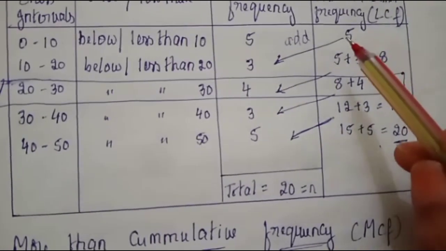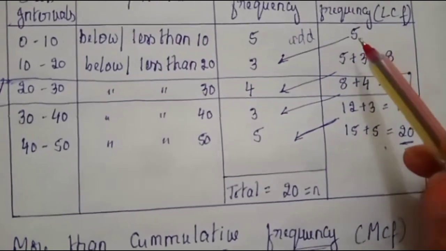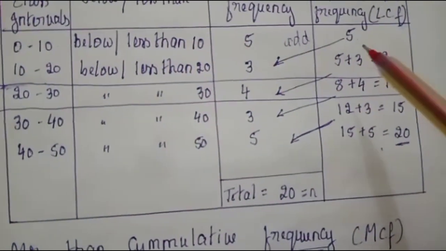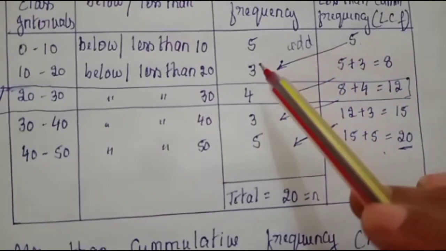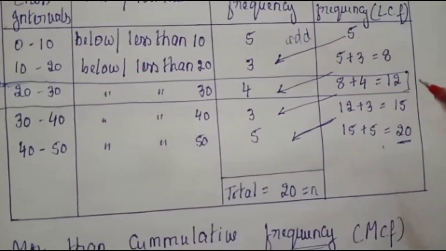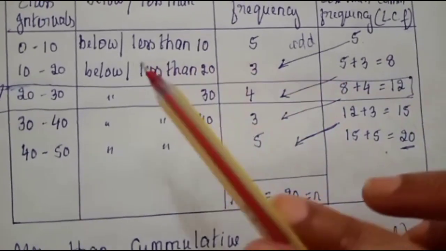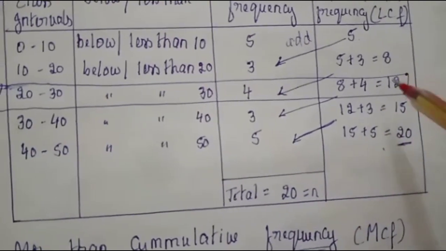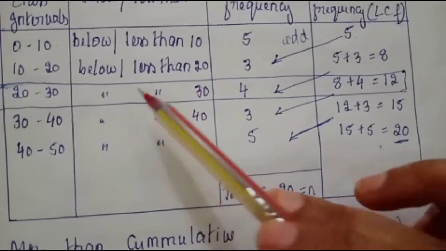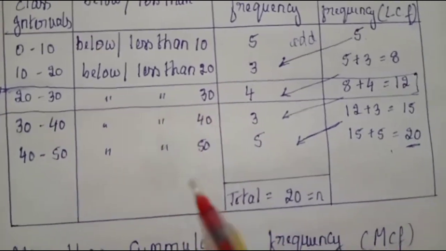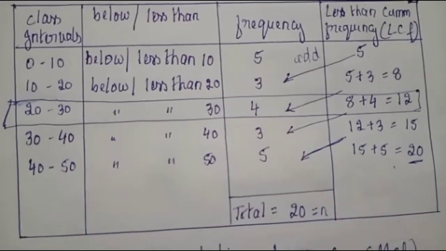Try to understand: up to 5 observations will fall in the first class interval. The 6th, 7th, 8th observations, that is 3 observations, will fall in 10 to 20. The 9th, 10th, 11th, 12th observations will fall in 20 to 30. But n by 2 is 10, so 10 will fall in the third class interval. Therefore, 20 to 30 becomes the median class. So in this way, we can locate the median class.